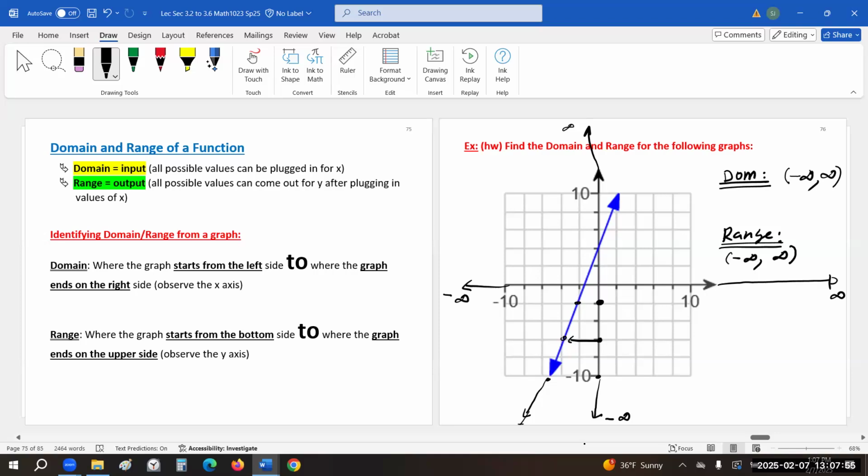You just observe the y value and ask yourself, am I using this y value in the function? And then if you have a point, yes, we are. If you don't, then you don't.